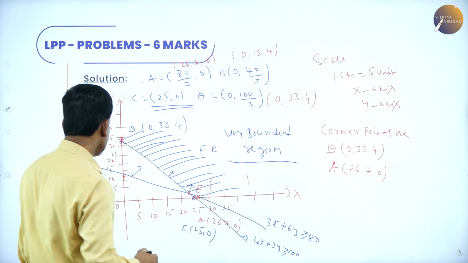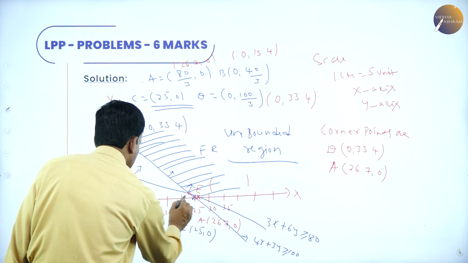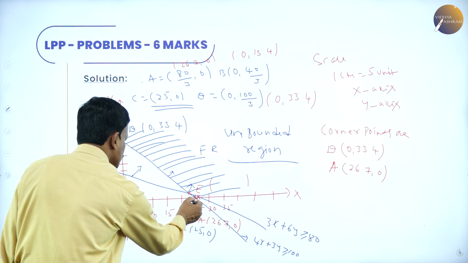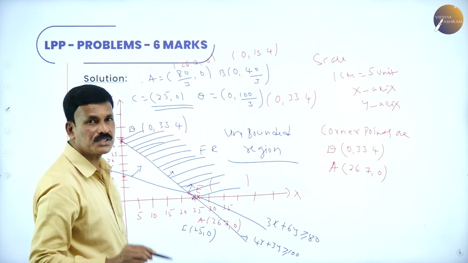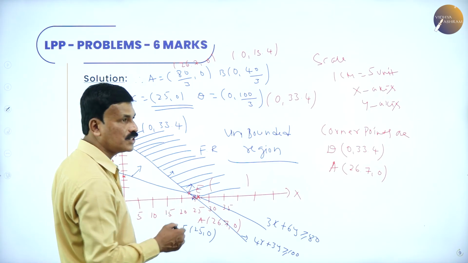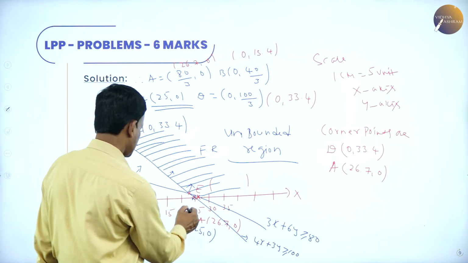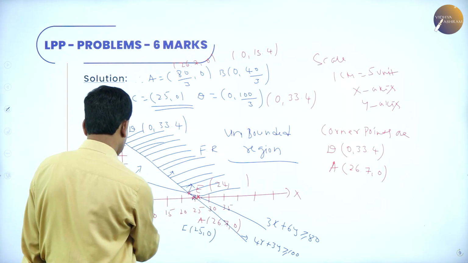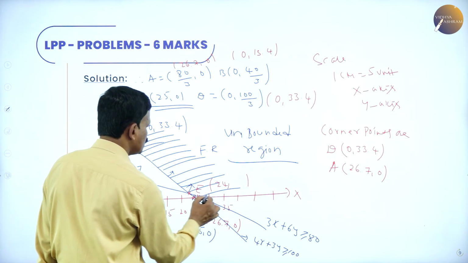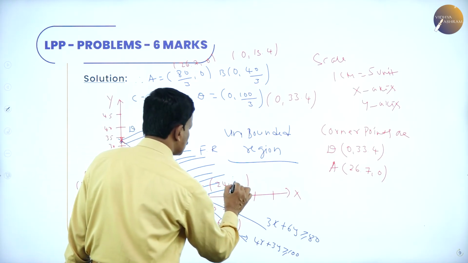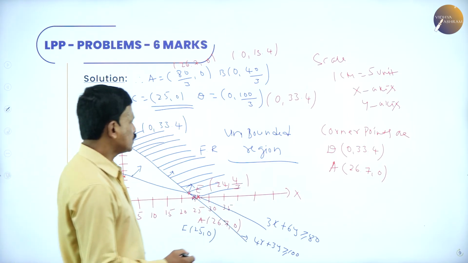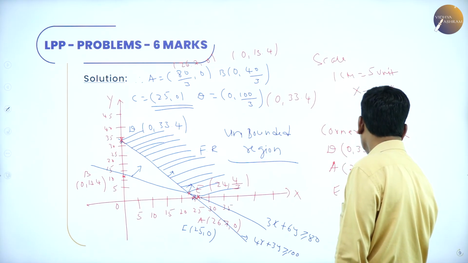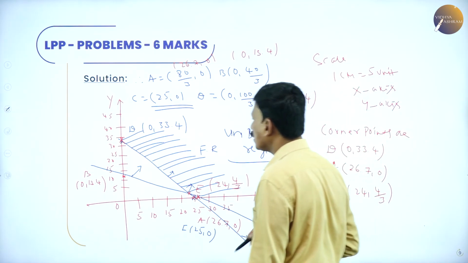So what is E here actually? Somewhere you will get the value of X very near to this, and the value of Y is here. If you solve the equations, X is around 24, and the value of Y is even less than 5, around 4 by 3. So E is equal to 24 comma 4 by 3. These are the corner points.